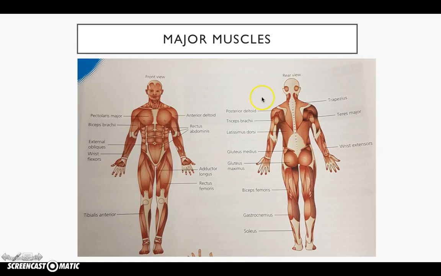Okay, in the rear view, the posterior view, we've got posterior deltoid here. Triceps brachii instead of just triceps. Latissimus dorsi, gluteus medius, and gluteus maximus. Your biceps femoris here, which is your hamstring, but you need to know it as biceps femoris. Gastrocnemius, and then soleus. Soleus runs under the gastroc, starts here, but it runs under the gastroc, and that's called soleus. Wrist extensors, teres major, trapezius. So if you can get that down on the Word document I sent you, I'll be grateful, thank you.